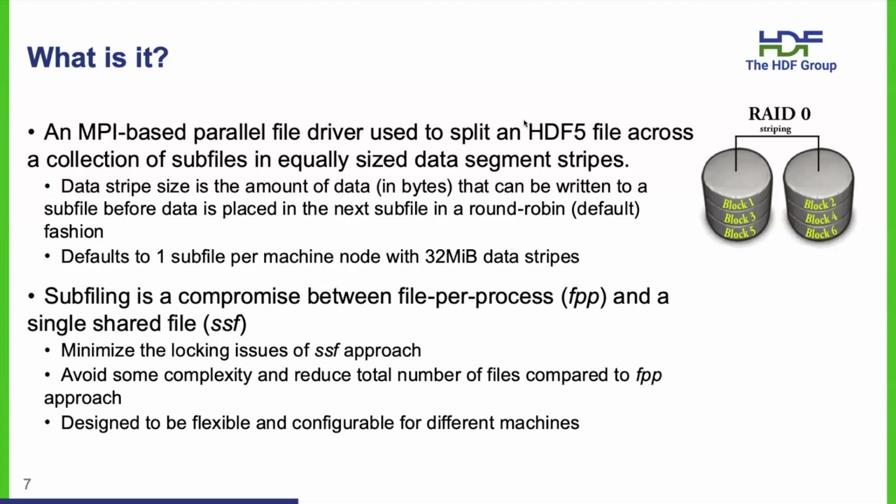So subfiling is basically a compromise between a file-per-process approach and a single shared file, which ticks all the boxes I mentioned for why you do data aggregation. You want to minimize locking issues. You want to avoid the complexity of having so many files. And of course, you want it to be very flexible and configurable. Subfiling does that. You just have to change a few things in your code to get it to work.